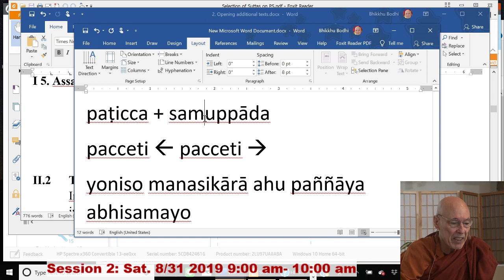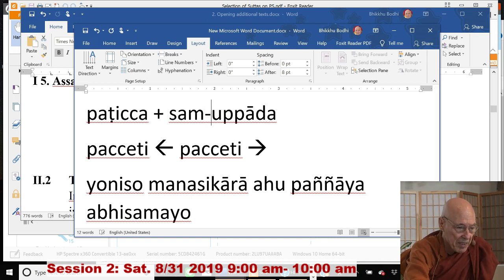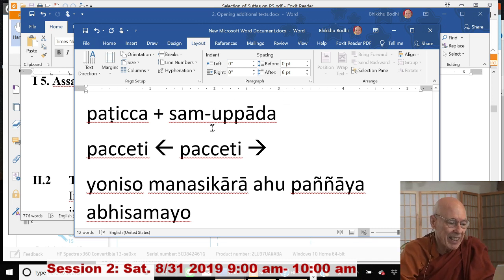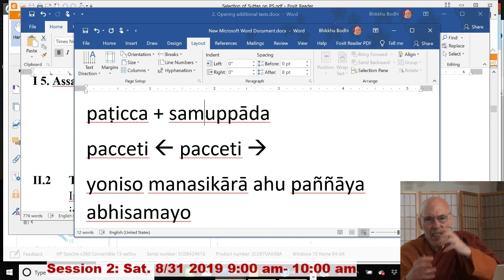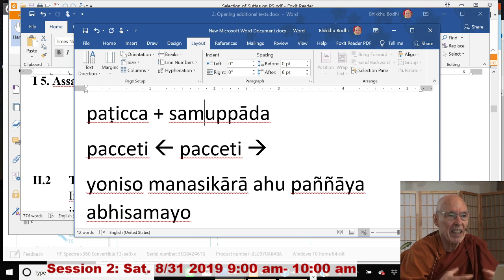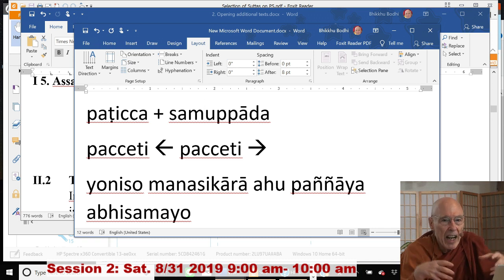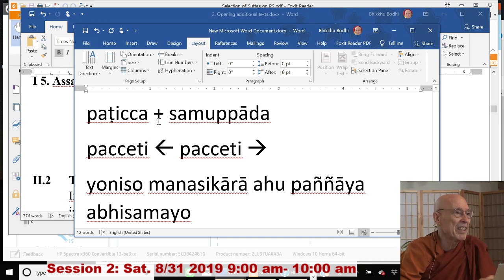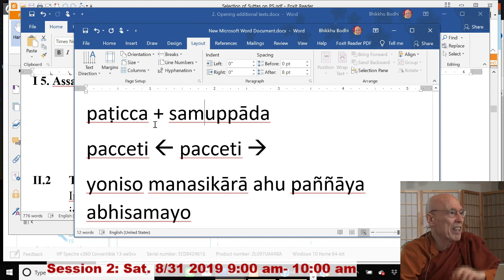And then samuppada: the stem word is uppada, which means arising. And then it has the prefix sam, which introduces the idea of complexity. So it's not a simple arising, but a complex arising, because it involves a multitude of conditions. And it's an arising which takes place in dependence upon certain conditions. So this is why we translate it dependent origination.